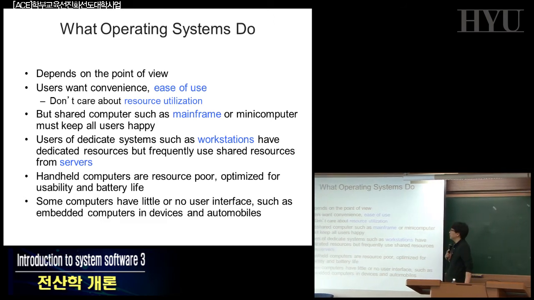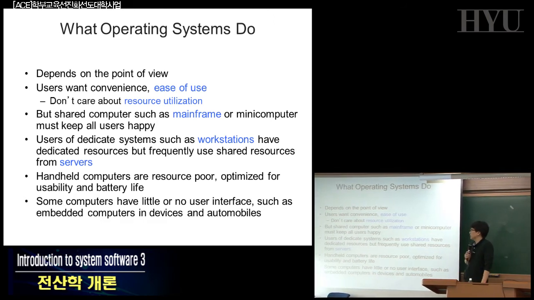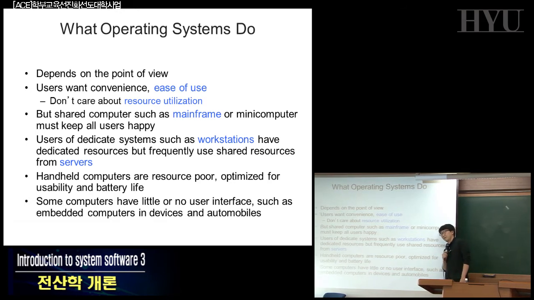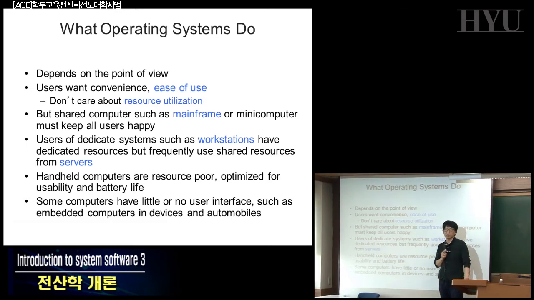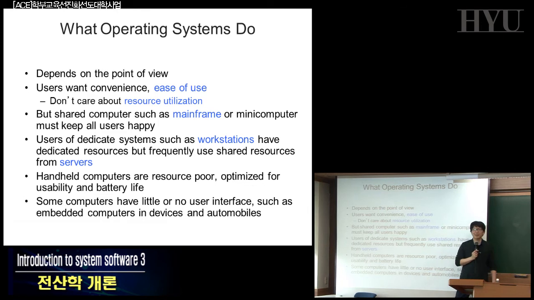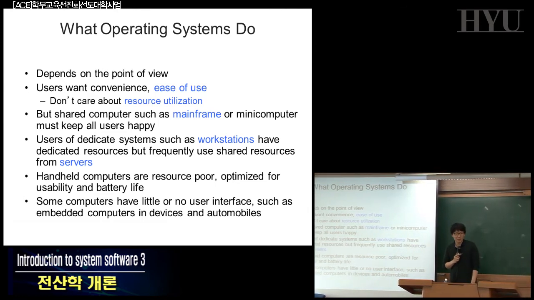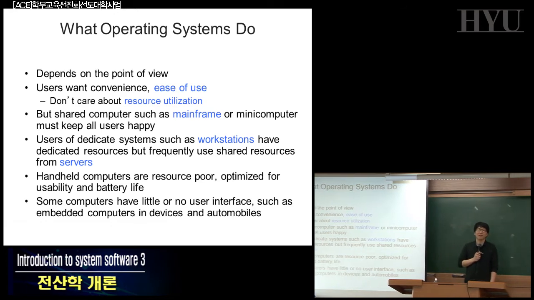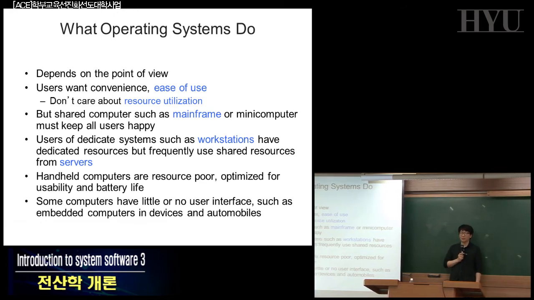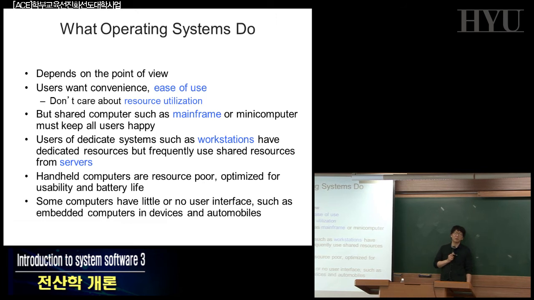What an OS can do depends on the point of view. Users want convenience and ease of use, and don't care about resource utilization. Just normal users like us. We don't really care how much memory it takes, how much CPU time it takes. As long as it works, then we're fine. 그죠? But if you get to know a bit better, then sometimes you wonder why my computer is sometimes slow. Then they usually go look at the memory usage of the processes running in your system.